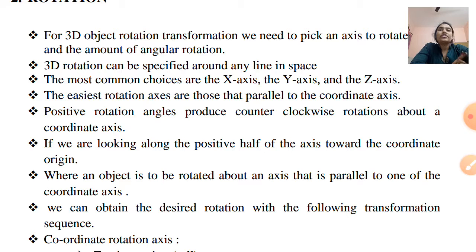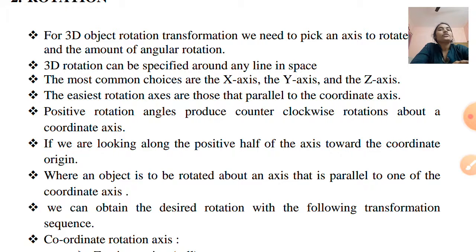We can rotate in two types of rotation, mainly clockwise or anti-clockwise. Positive rotation angles produce counterclockwise rotation. If we rotate by a negative angle, then it is clockwise. This is when we are looking along the positive half of the axis towards the coordinate origin.